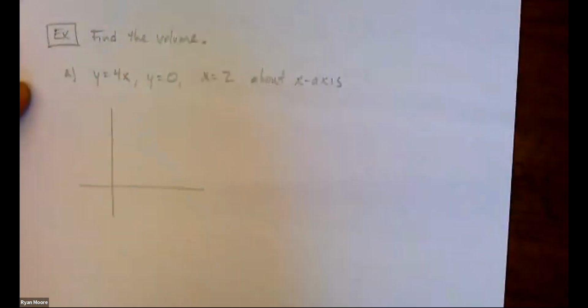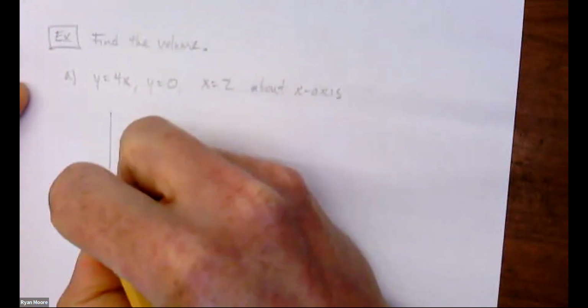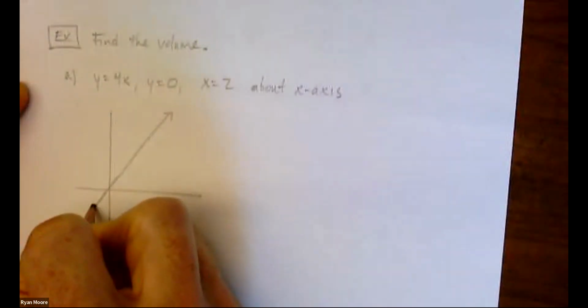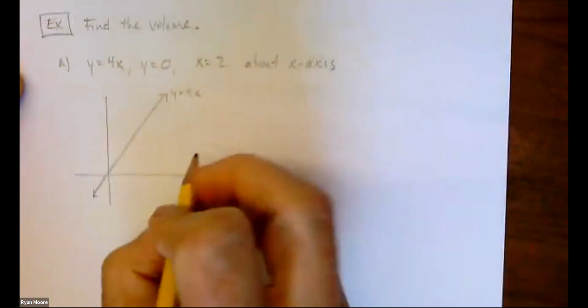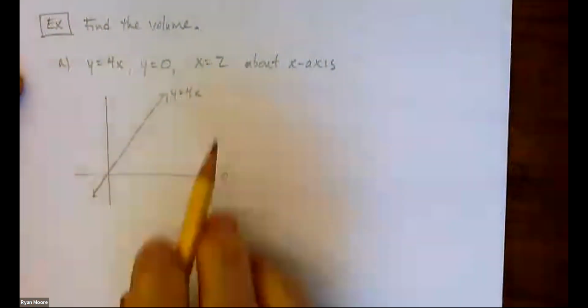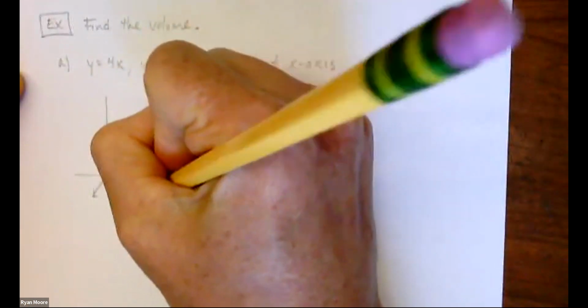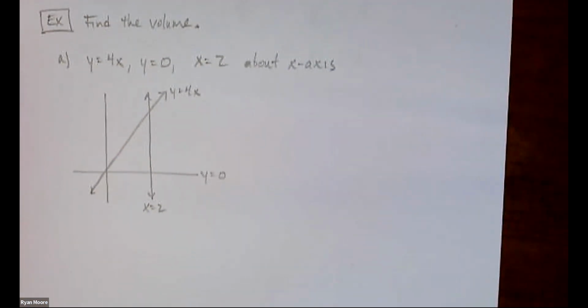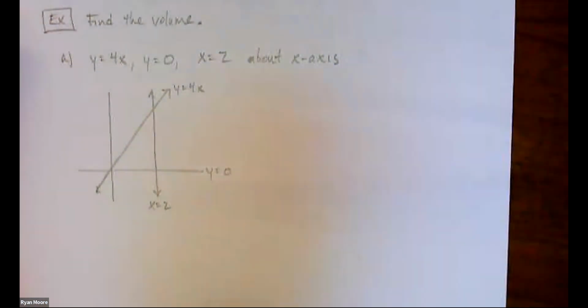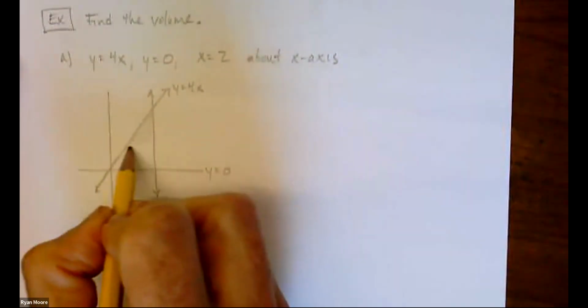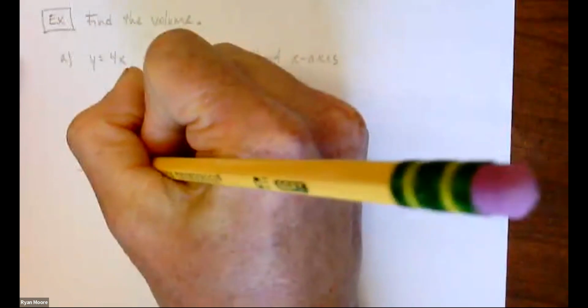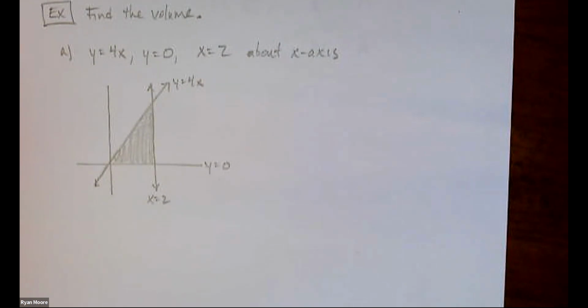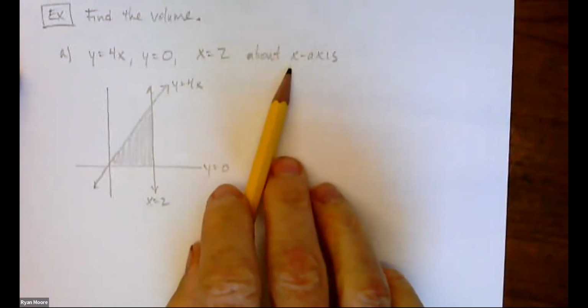We've got this line y equals 4x, so that fairly steep slope passes through the origin. Y equals 0 is the x-axis. And x equals 2, maybe put a vertical line out here somewhere. There's x equals 2. So let's first think, what region are they talking about? Well, they're talking about this triangle that touches each of our boundaries. Okay, looks good. And it's revolved about the x-axis.